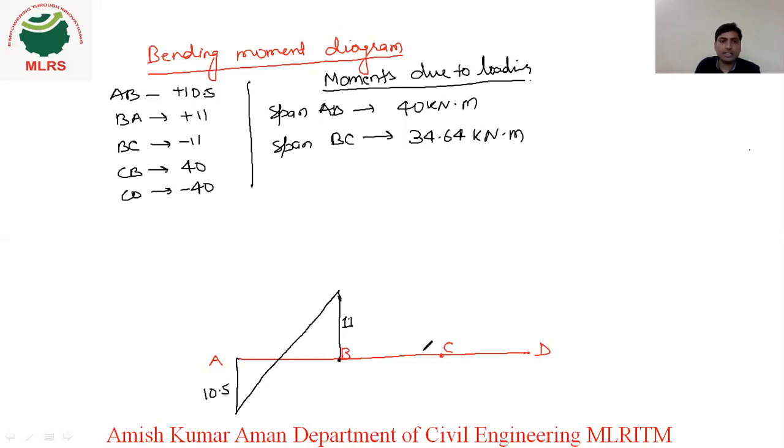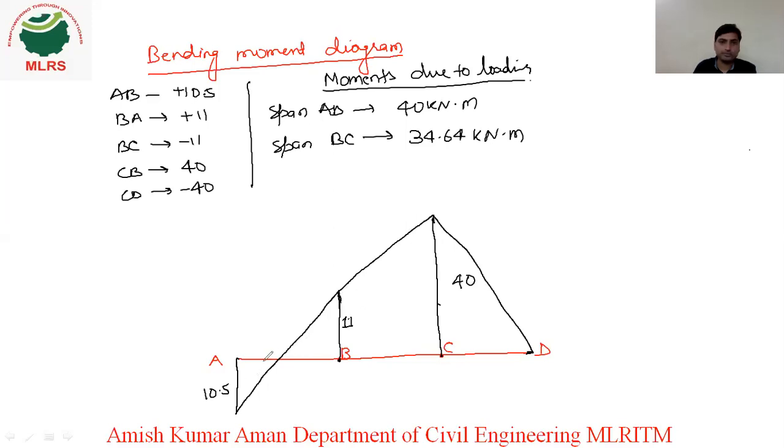Now coming to C, at C it is 40. So we will mark 40 at C. For CB it is 40, for CD it is minus 40. So both are there, and we will mark in upward direction. Let's say it is 40. So join it. And for D, we know it will be 0, directly to 0. Now this is your final moments. We have drawn the diagram for final moments.